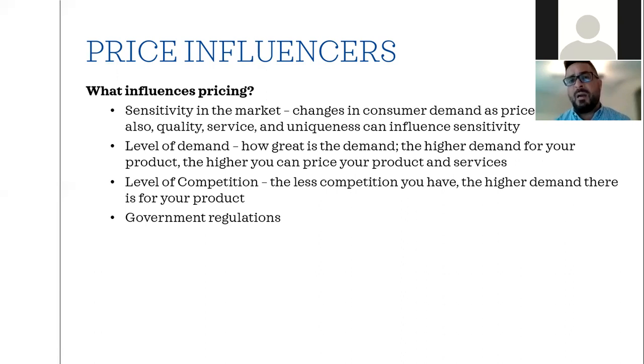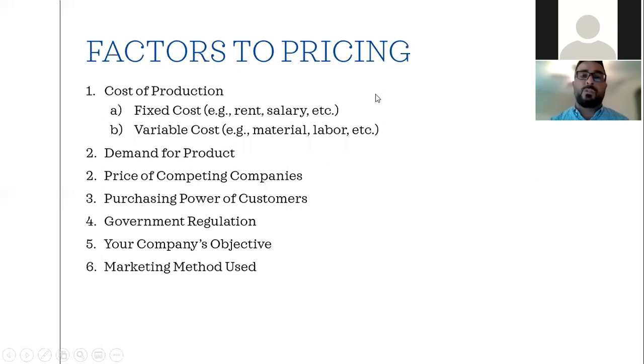The other thing that influences price is government regulations, right? And so that's important to know because government can tell you, as a business, that you cannot charge X number, or a percentage. You cannot gouge on pricing when there's an emergency. So government regulations is also an influence of the pricing. So those are 4 different influencers: the sensitivity in the market, the level of demand, the level of competition, and government regulations. Now, there are some factors to pricing, right?